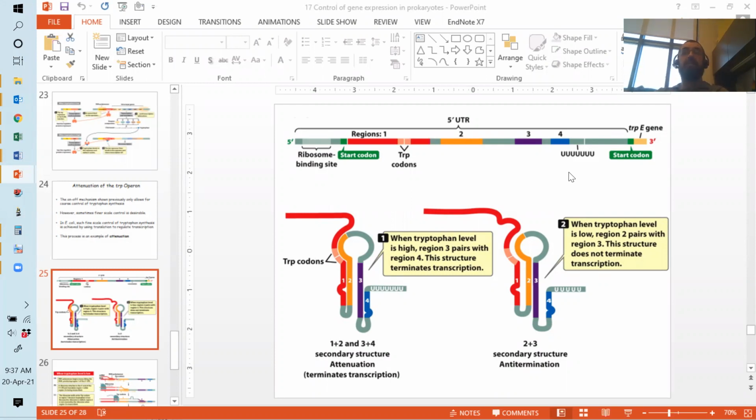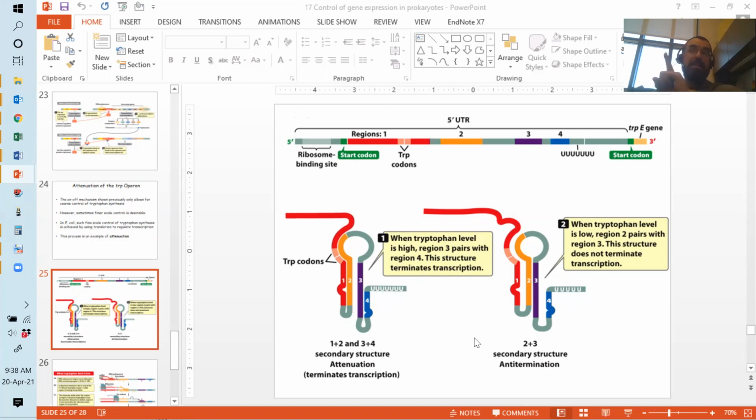And so the 2 key things here are, 1, the series of this poly-U sequence, which, as you know, pauses RNA polymerase. And it is just after region 4. So if 3 and 4 form a hairpin loop, this acts as a terminator loop, essentially intrinsic termination, right? The same as what we learned a while ago, in the last section. So the 3-4 loop and this series of U's after it are a terminator loop.